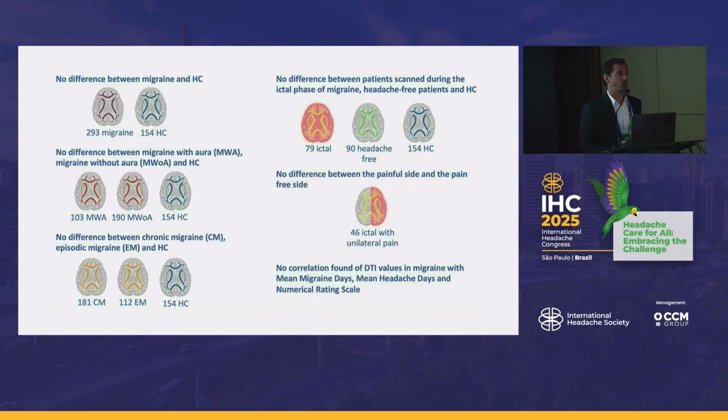Here are the results. They're very simple. There is no difference between migraine and controls and between all migraine subgroups. Here you can see almost 300 patients with migraine and 160 controls, analyzed and compared for these 4 variables of DTI. We found no significant difference. We also compared migraine with aura, migraine without aura, and healthy controls. We adjusted for age, sex, and chronic migraine. Again, no significant difference. We compared also chronic migraine to episodic migraine and healthy controls, adjusted for aura, age, sex. Again, no difference.